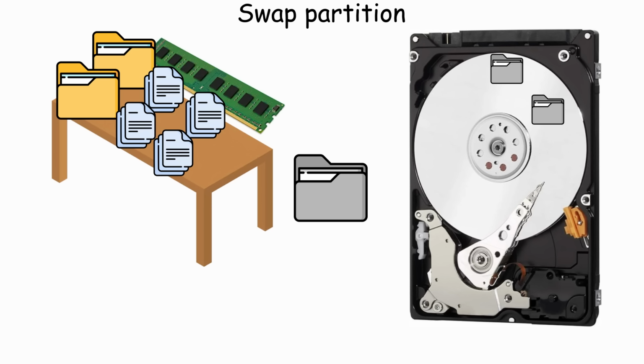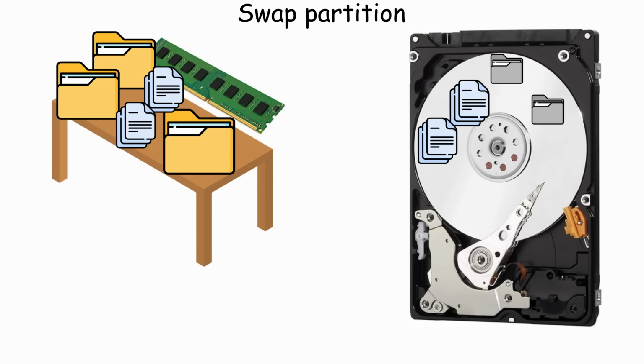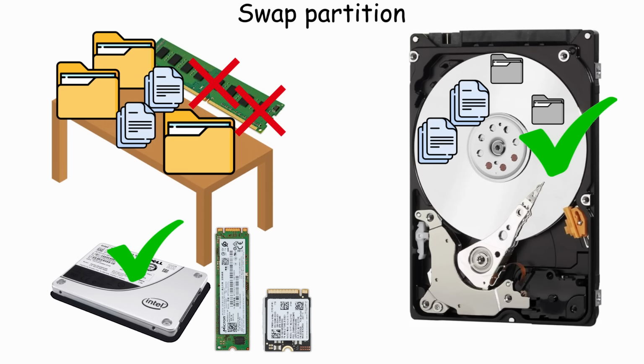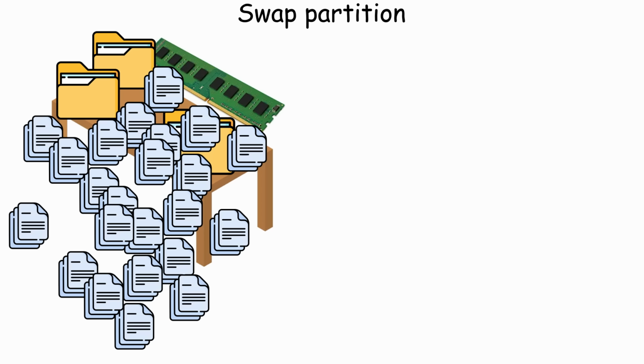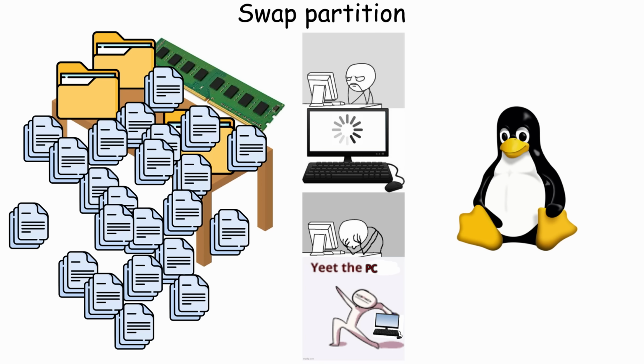If you suddenly need one of those old folders again, the computer swaps it back onto the desk and moves something else out to make room. Because the swap partition is on your hard drive or SSD rather than in fast memory chips, it is much slower than your actual RAM. If your computer is using a lot of swap space, you might notice it feels a bit sluggish or laggy. Swap partition is mainly created and used on Linux systems.